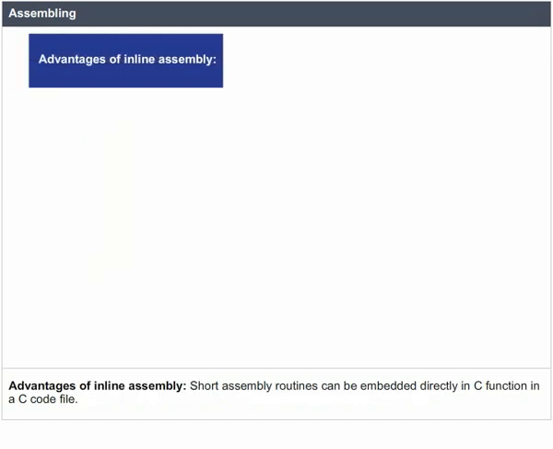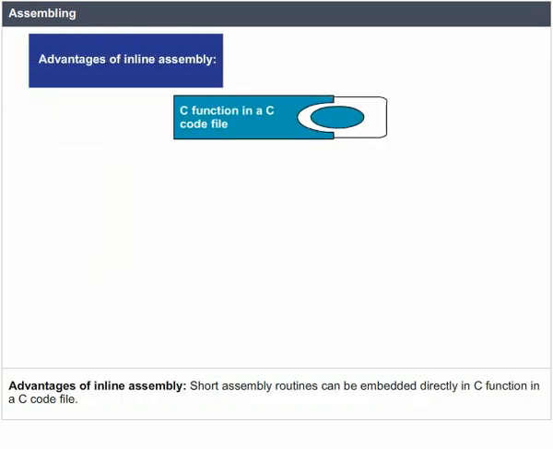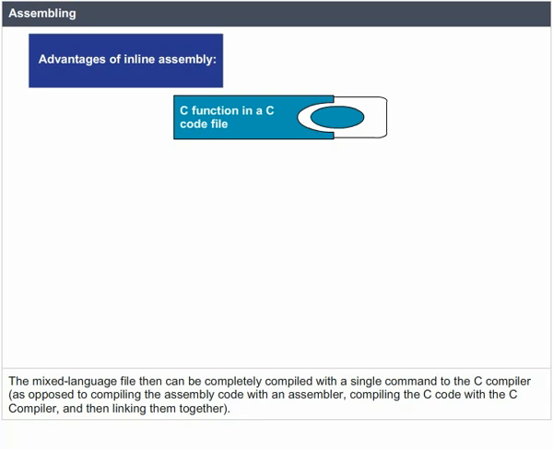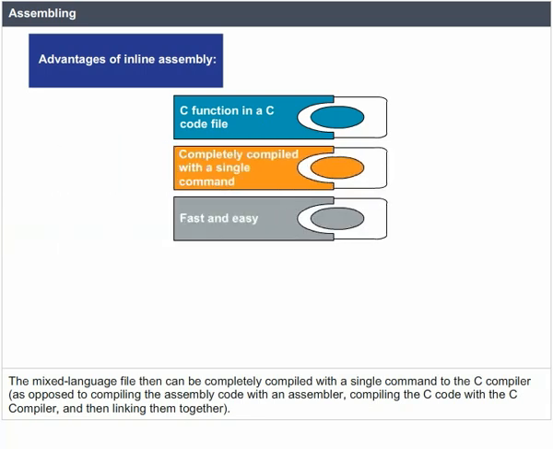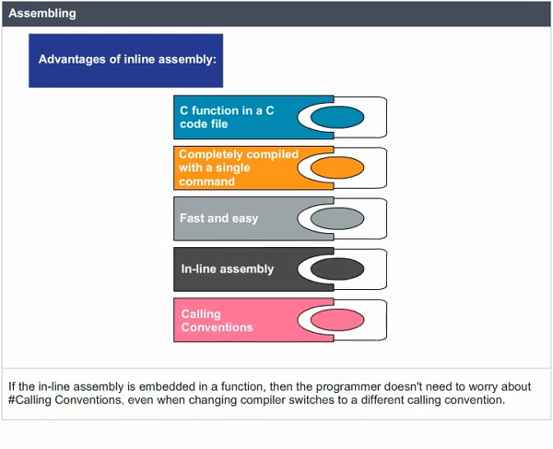Advantages of inline assembly. Short assembly routines can be embedded directly in a C function in a C code file. The mixed language file can be completely compiled with a single command to the C compiler, as opposed to compiling the assembly code with an assembler, compiling the C code with the C compiler, and then linking them together. This method is fast and easy. If the inline assembly is embedded in a function, then the programmer doesn't need to worry about calling conventions, even when changing compiler switches to a different calling convention.